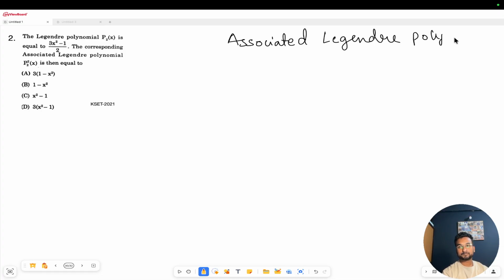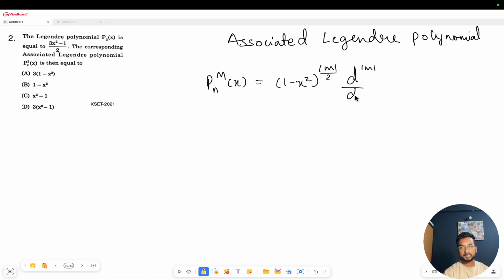The associated Legendre polynomial value is Pnm(x). The value for this is (1 minus x square) to the power mod of m by 2 times d to the power mod of m by dx to the power mod of m of Pn(x). That means if minus 2 is there, then also you have to use 2 only. They both have the same value. So using this formula you have to solve this question.